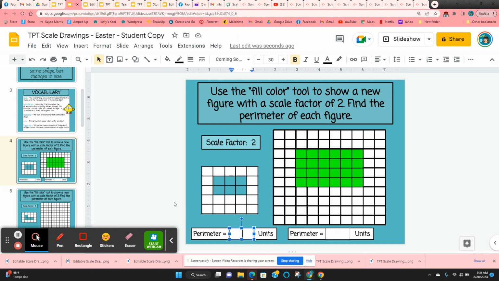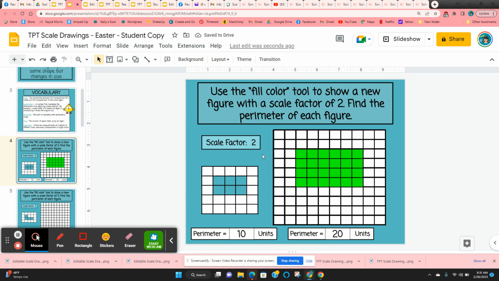They also want to look at the perimeter. The perimeter of the smaller figure, if they count around the outside, will be 10 units. The larger figure will be a perimeter of 20 units. What we want to point out to the students is that when they scale it up by a scale factor of 2, the perimeter is multiplied by 2.